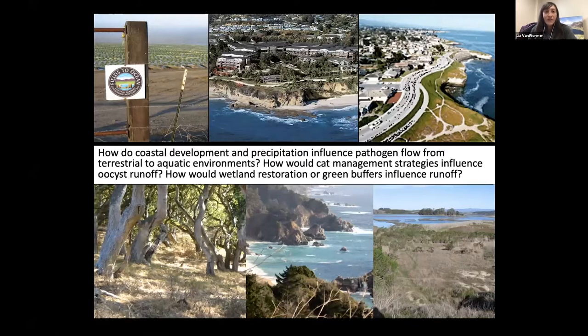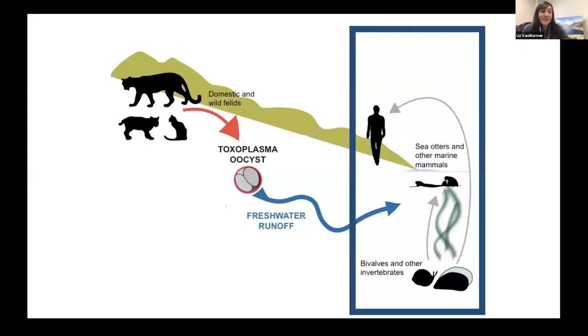And so we can think about those modeling tools and our One Health knowledge, and we can then ask, how does coastal development shape this? How does climate change shape this? We can look at cat management strategies and see how we could change oocyst runoff and the oocysts entering the marine system. And we can think about how different building strategies, different agricultural use, or wetland restoration would impact that flow. And so we can take all of that knowledge from the source to the sea.